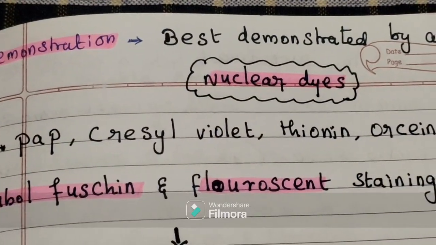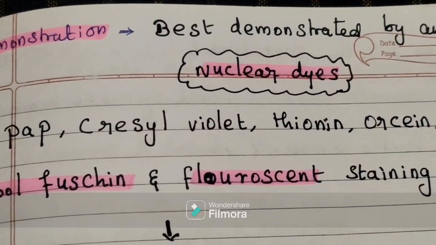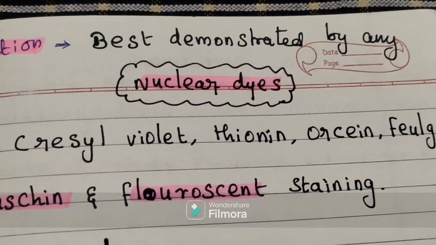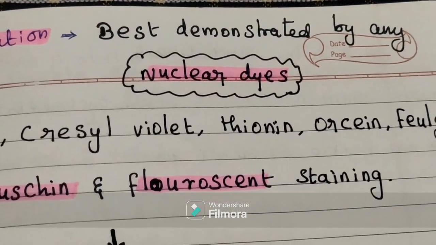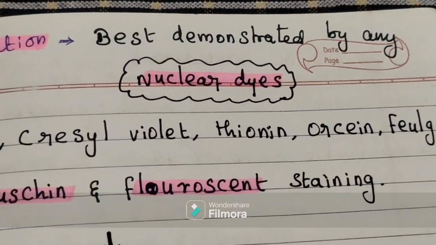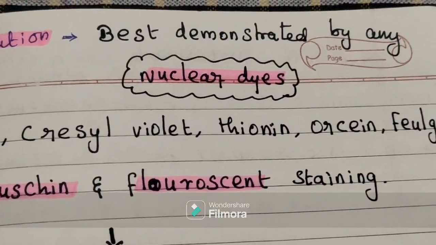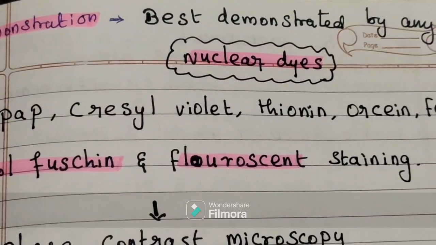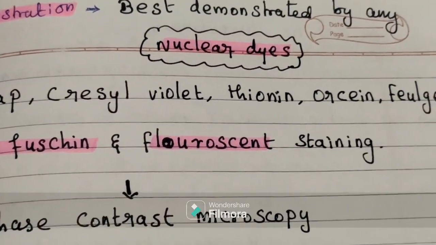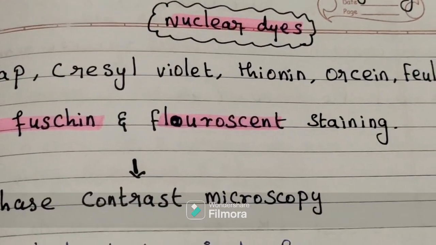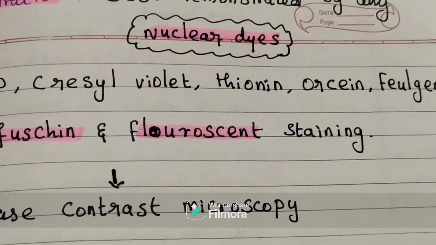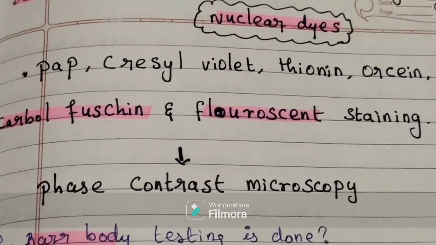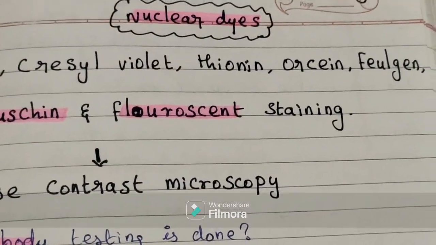So now, how are these Barr bodies demonstrated? They are best demonstrated by nuclear dyes. Nuclear dyes would be PAP or Gresyl violet, then thionine, then orcein, then fuchsin, carbol fuchsin, and fluorescent staining.